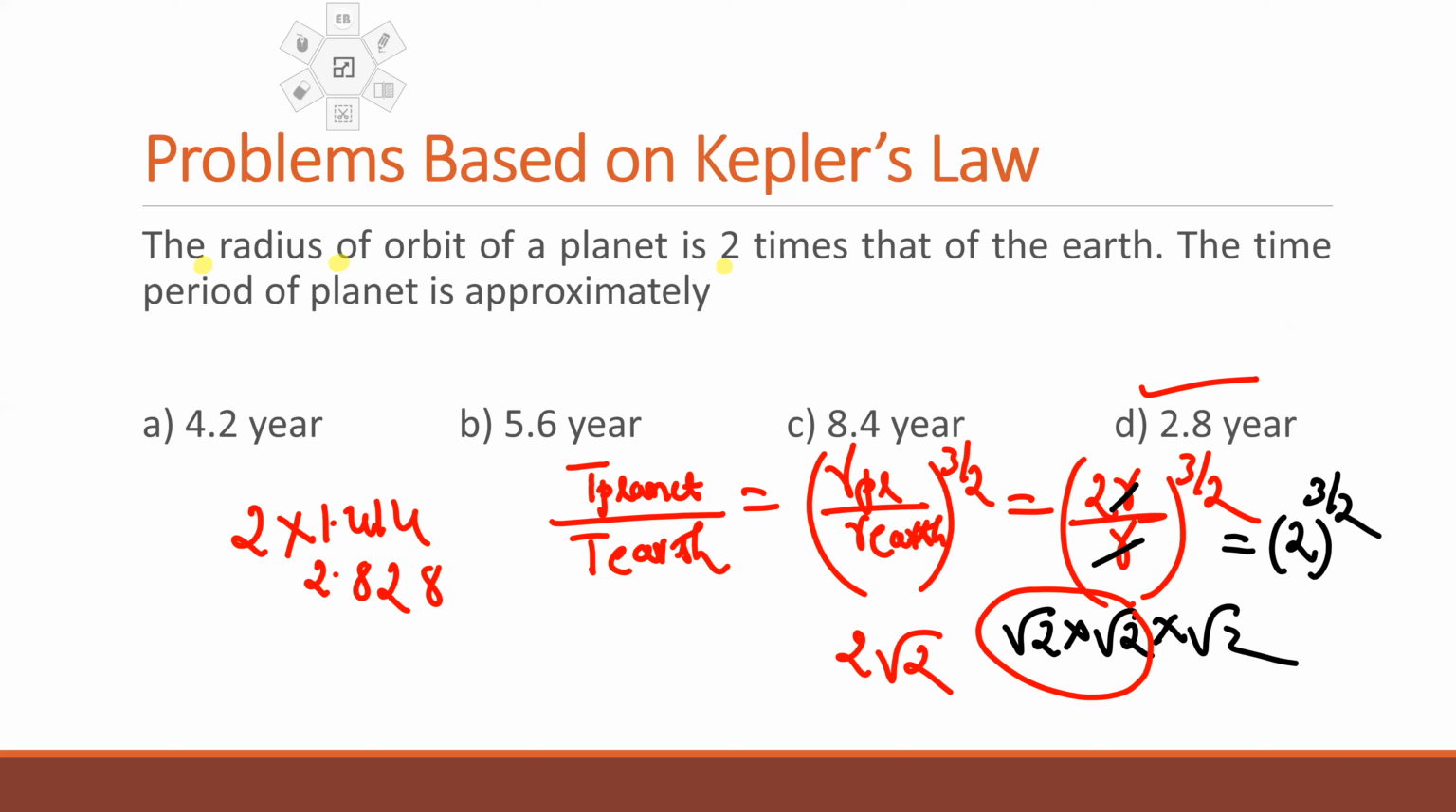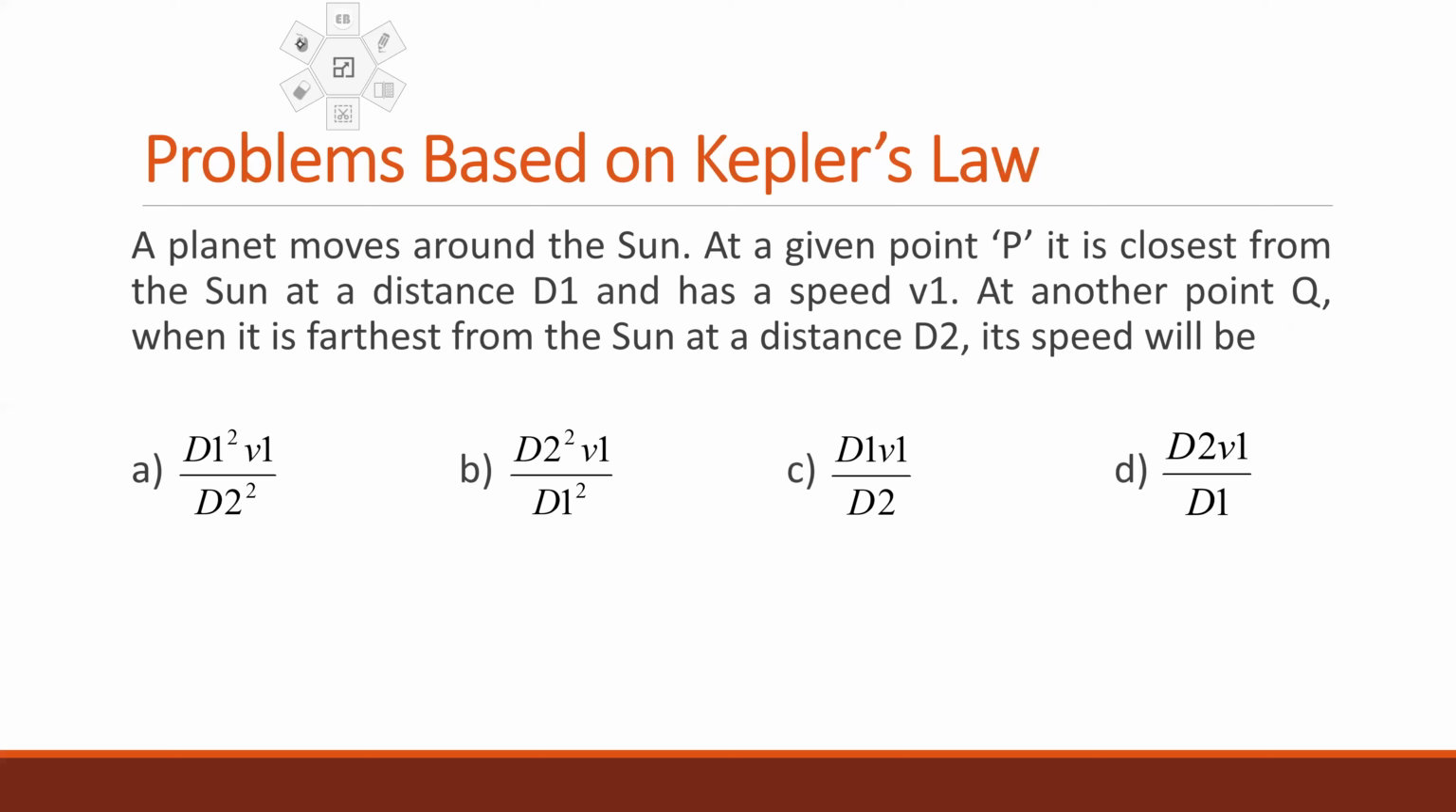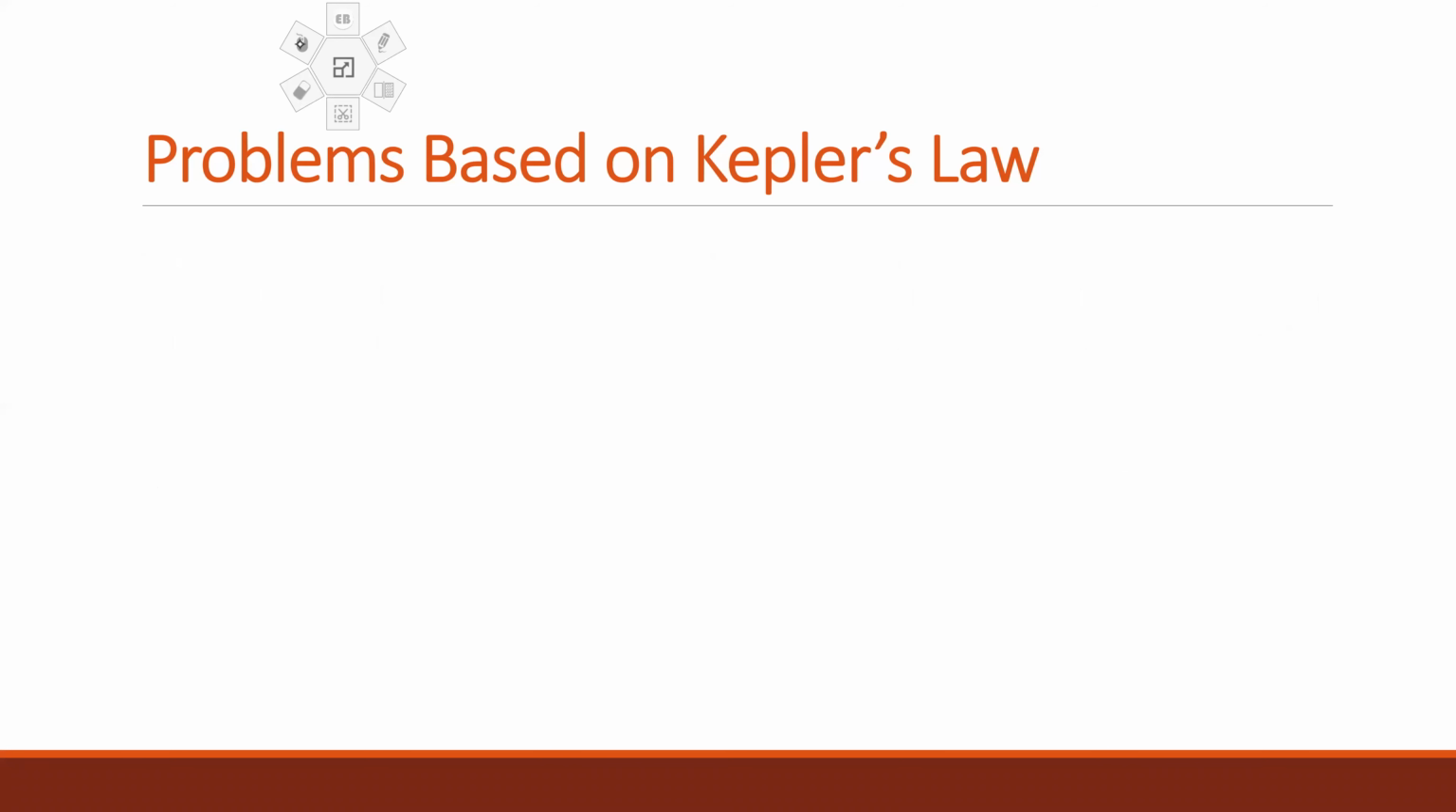Okay students, I hope that you understood this. Next question. A planet moves around the Sun, and at a given point P it is closest to the Sun at a distance d1.